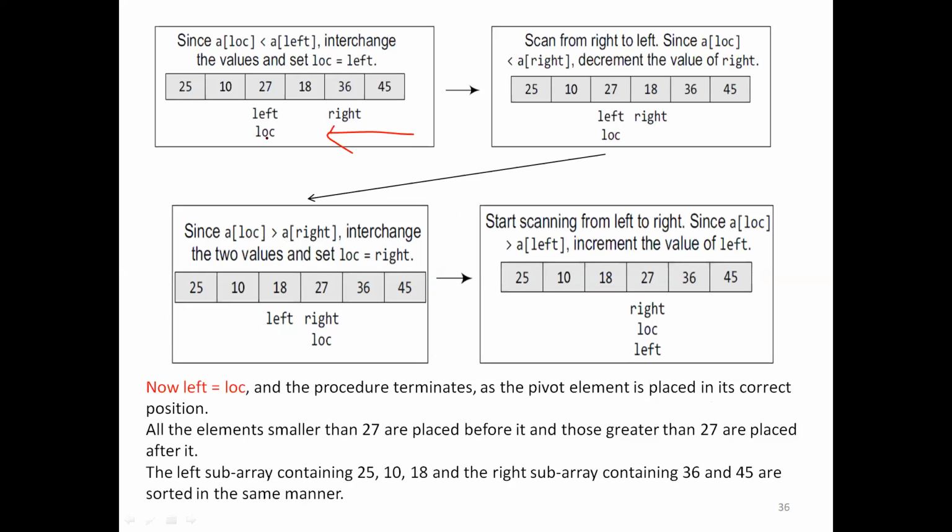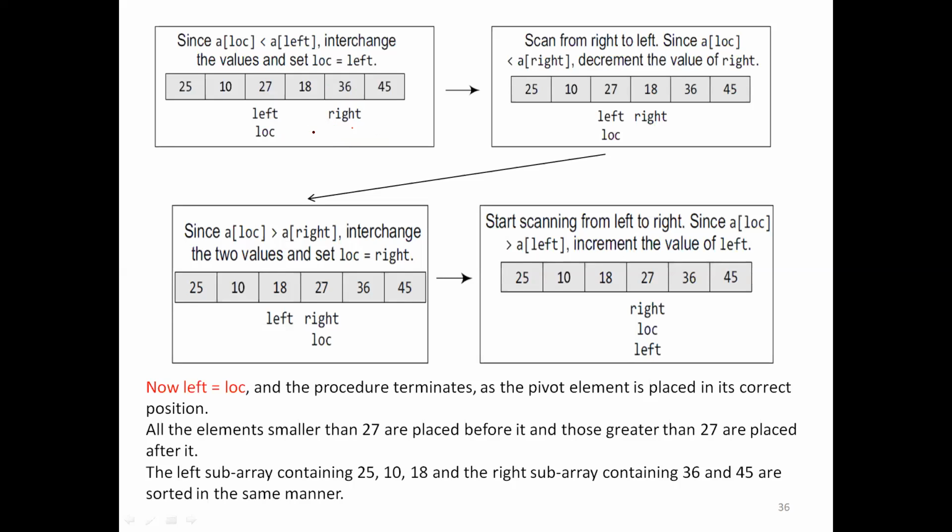So I'm doing right to left. What happened? I'll check. 27 is compared with 36. When I'm doing right to left, I always check whether the pivot is greater. If it is greater, I will do swapping. Okay, it's not greater. 27 is compared to 36, so it's not greater. Okay, leave it, no issues.